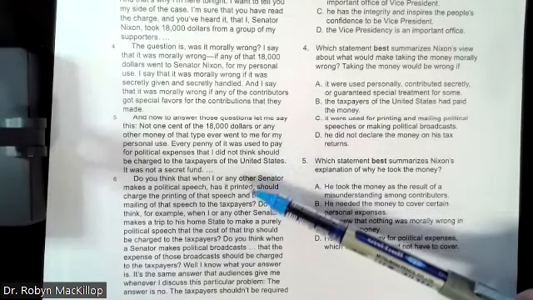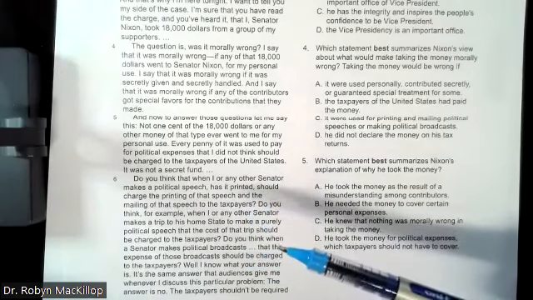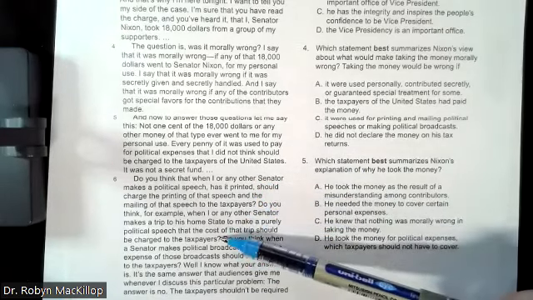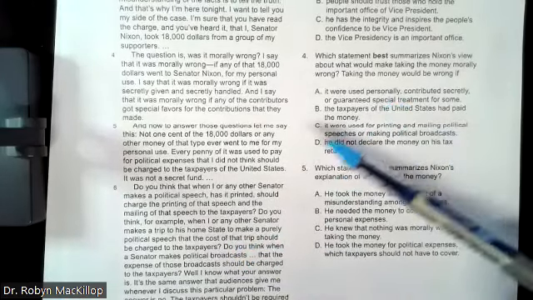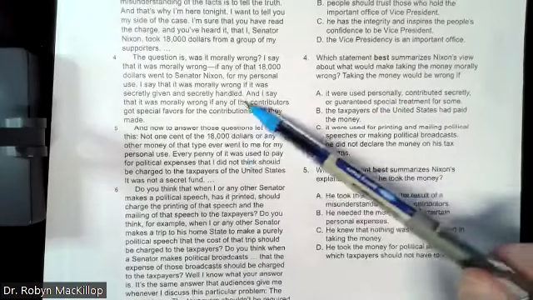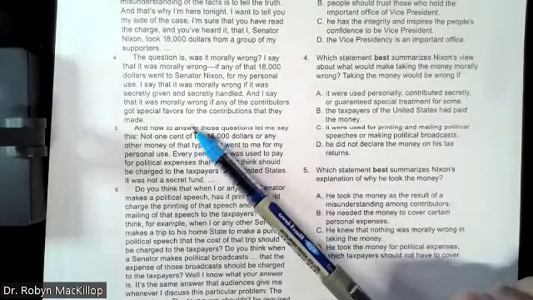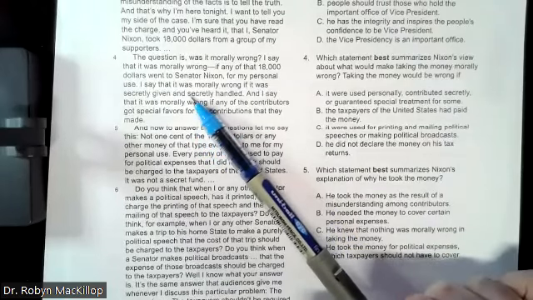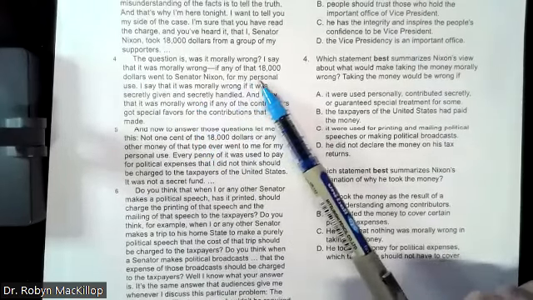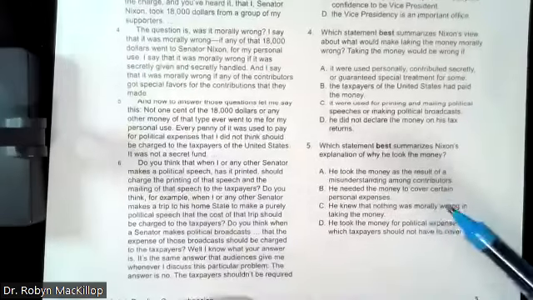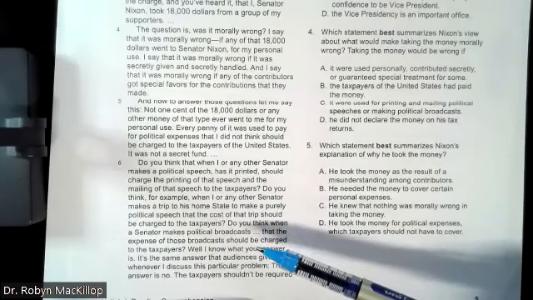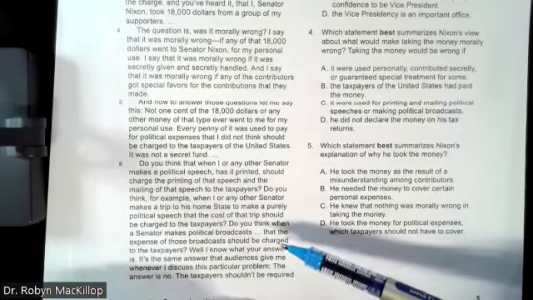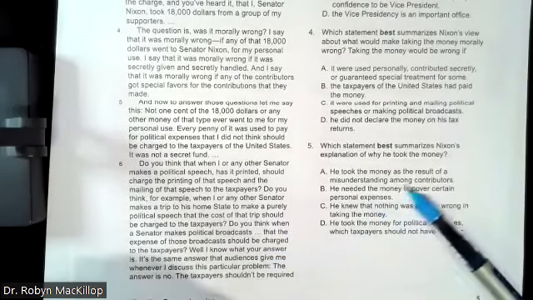Down in here. And what's troublesome is he also talks about the taxpayers, but this is the correct one because he said flat out at some point, oh, right here, I say it was morally wrong if the contributors got special favors secretly given or used personally. So perfect. Good job. These are not easy, especially when you're reading something that you're not necessarily familiar with. You know, I certainly had never read this prior to teaching it.